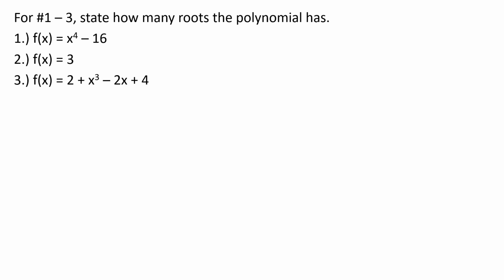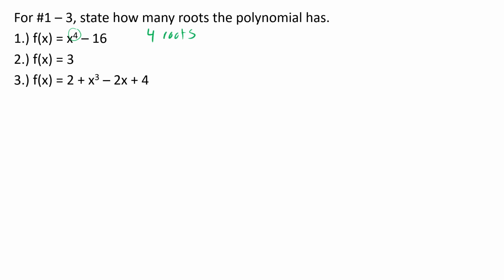Right, for numbers 1 through 3, hopefully you did not make this more than it should have been. This was just state how many roots the polynomial has. So you were simply looking for the degree, and then that is how many roots the polynomial has. So for this first one, we have a degree of 4, so there are 4 roots.